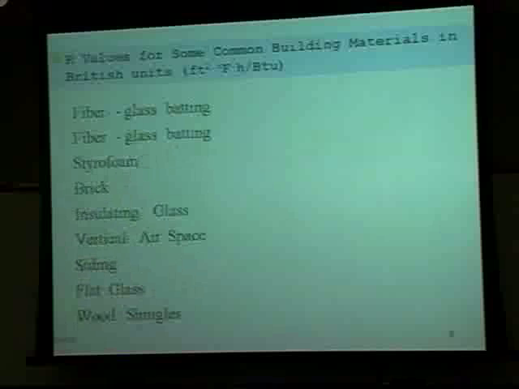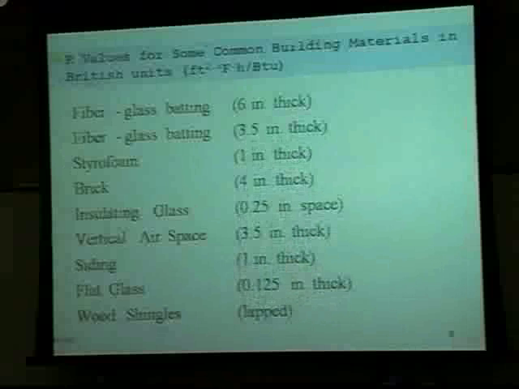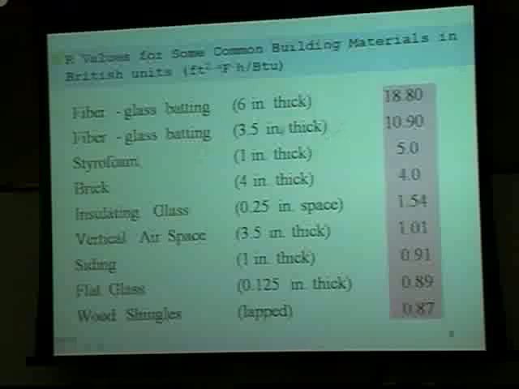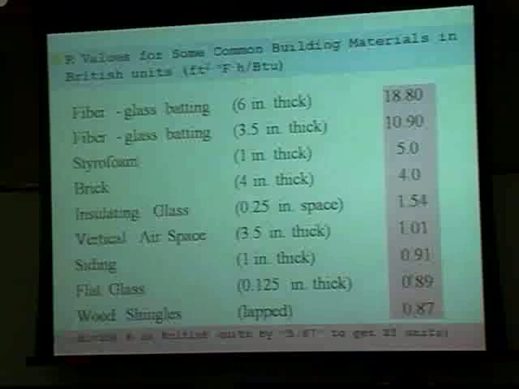Here are some R values for some common materials. Fiberglass batting, 6 inches thick, 18.8; 3.5 inches thick, 10.9. The only thing really changing here is the thickness. Styrofoam 5, brick 4, insulating glass 1.54. We go down and down. The top materials here are our best insulating materials. And again, you divide these R values by 5.67 if you want to get SI units.